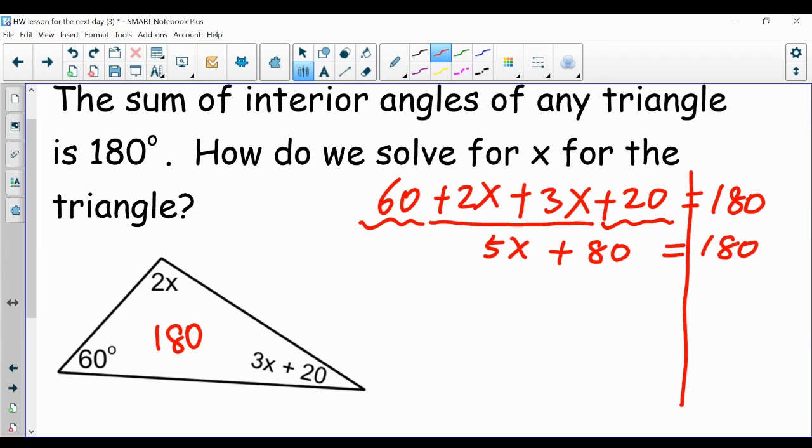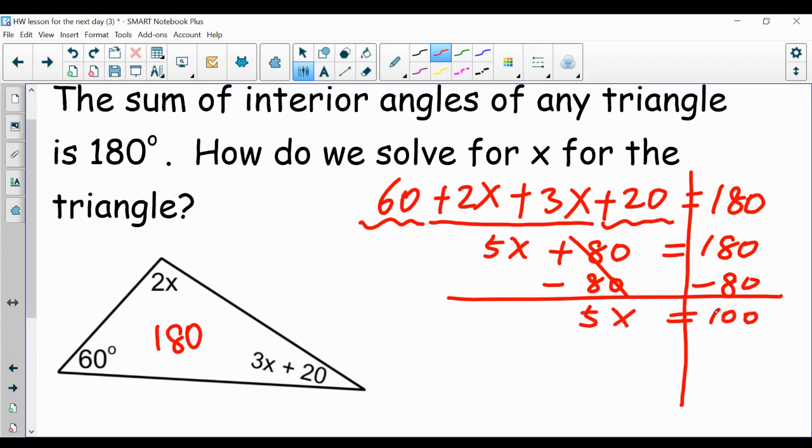And now we can solve this two-step equation. You don't want the 80 there, so since it's plus 80, you subtract 80, doing the opposite. Subtract 80 on both sides. So it cancels out because 80 minus 80 is 0. So 5x on the left side. On the right side, I have 180 minus 80 is 100. So 5x, I don't want the 5 with the x, so you divide by 5 on both sides. 5 divided by 5 is 1, 1x is x, equal to 100 divided by 5 is 20.